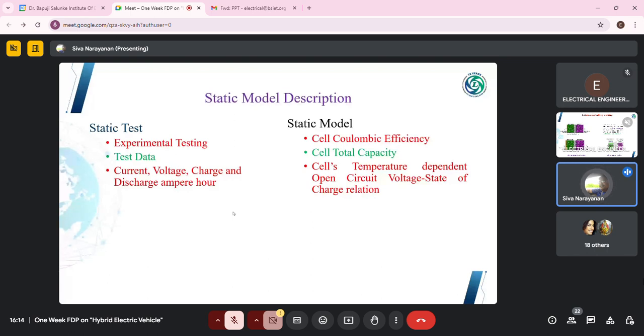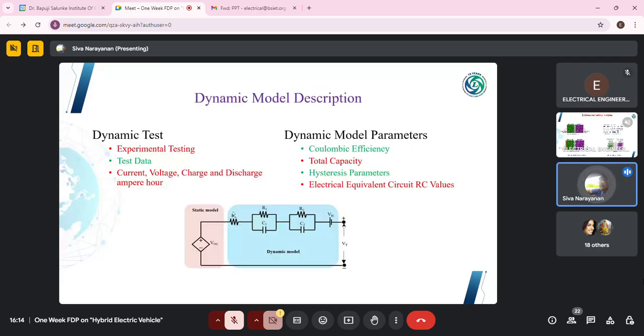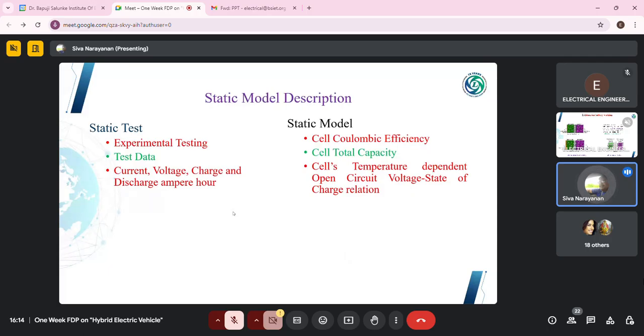So in the static test, first we have to do the experimental testing. In experimental testing, there is some protocol that will be given by, or generated by, some organization. So that protocol has to be followed. But in our process here, we will be maintaining the battery at a particular temperature for about 2 hours. Then slowly we will discharge the battery from SOC 100 to SOC 0. At that stage we will measure the test data like current, voltage, charge ampere hour and discharge ampere hour.